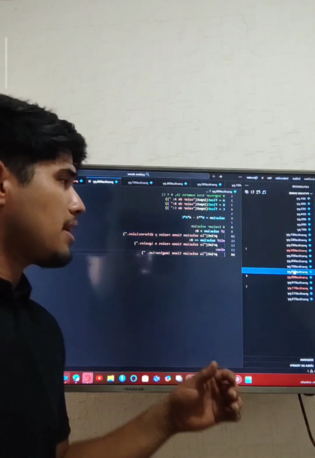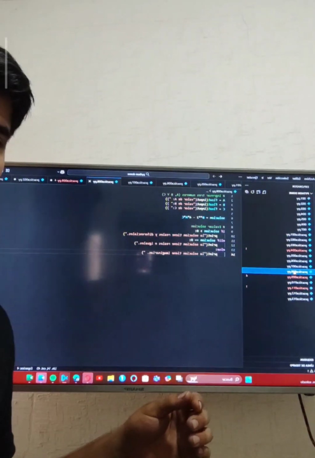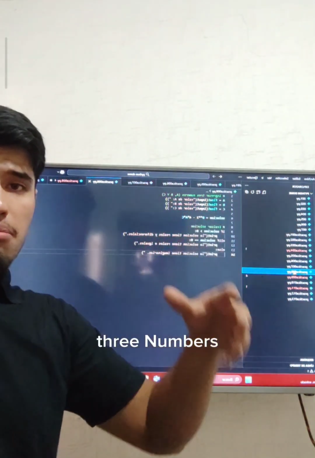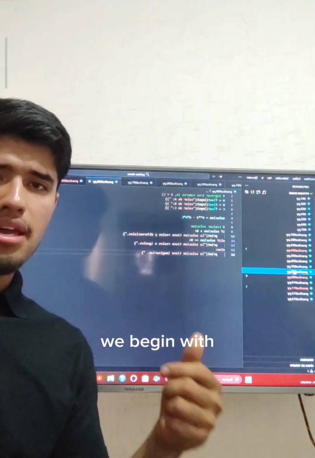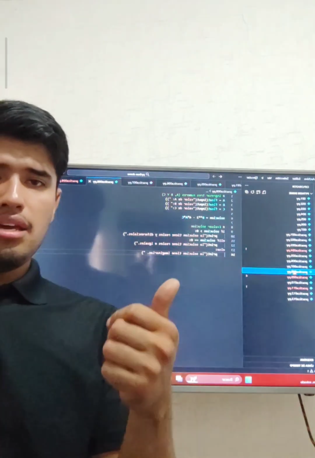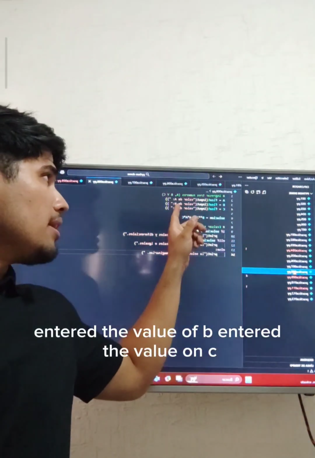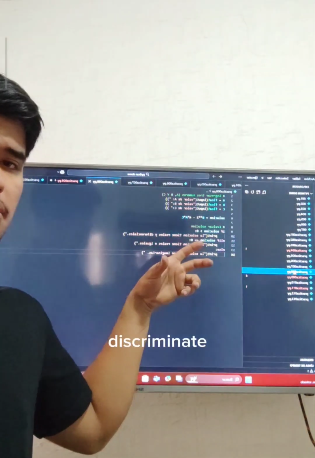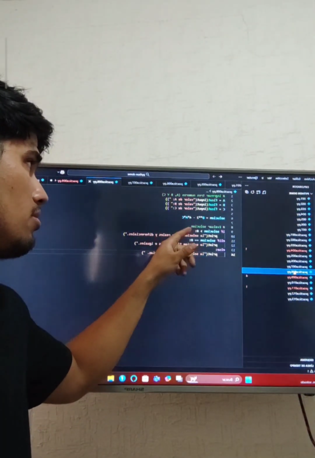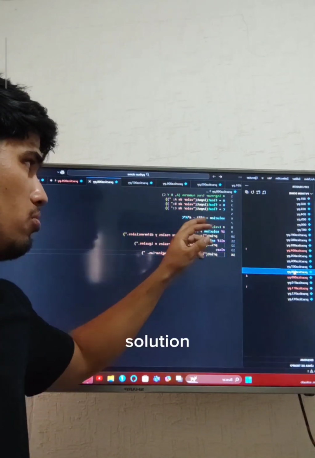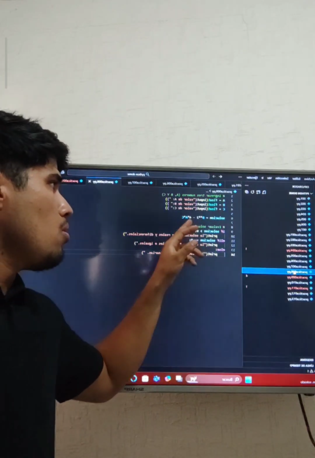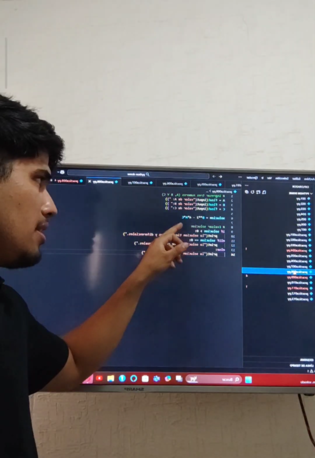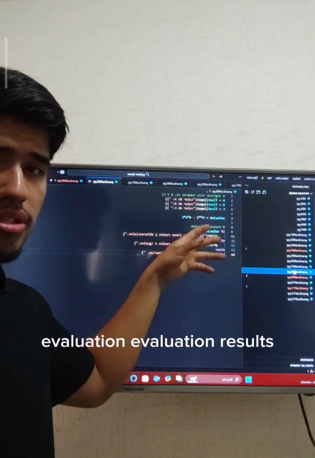The next practice is this: we ask the user to enter three numbers A, B, and C. We begin with enter the value of A, enter the value of B, enter the value of C. Now we calculate the discriminant using the formula: solution is B squared minus 4 times A times C. Evaluation results.